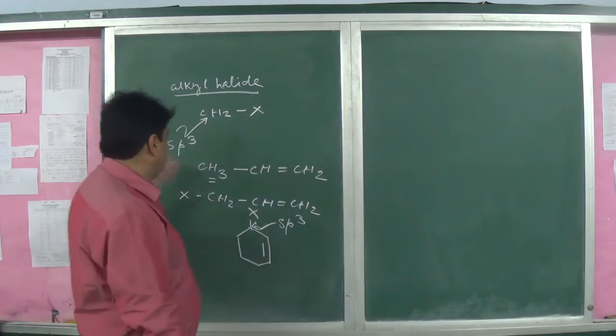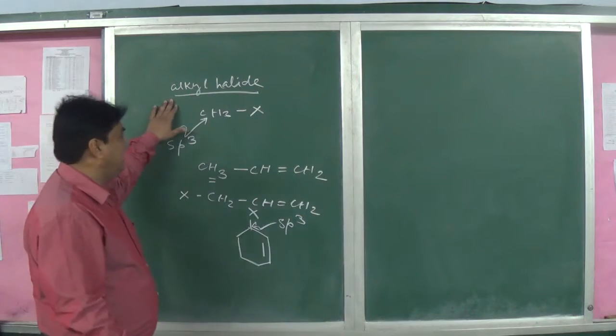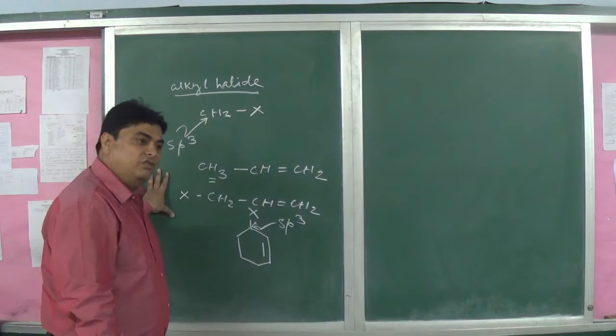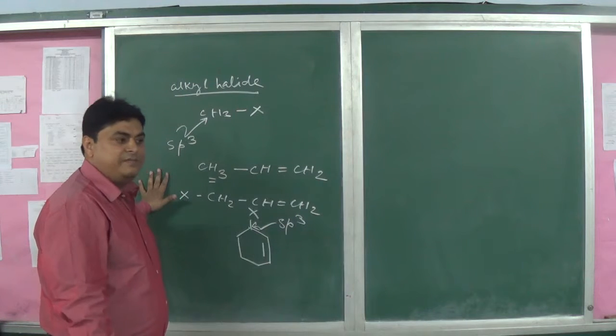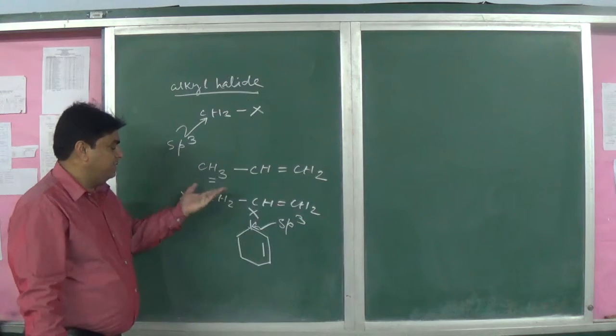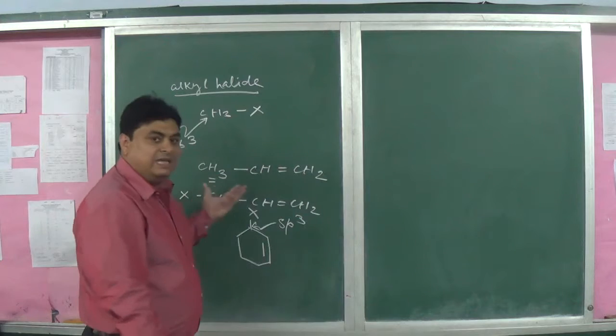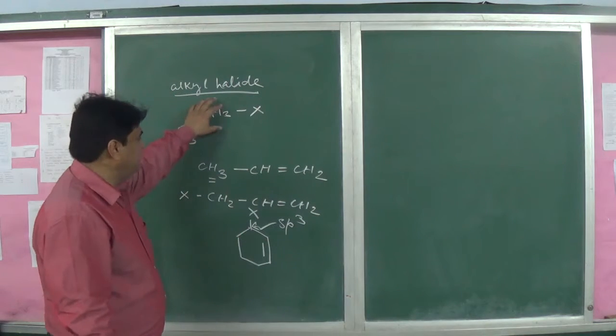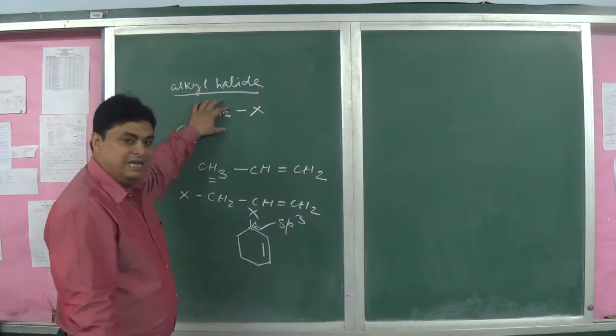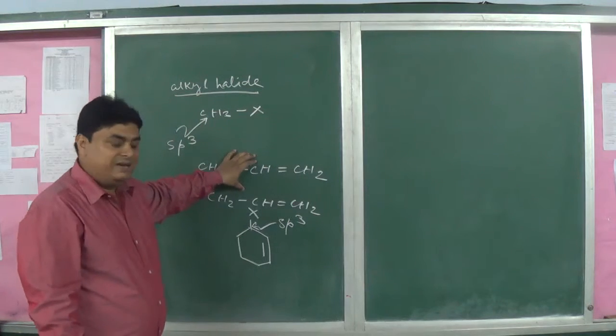So in that case, the distinction between the alkyl halide and the allyl halide, though both of them have an sp3 hybrid carbon, can be manifested on the pattern of the radical being present. This is an alkyl radical, and here we have an allylic radical.